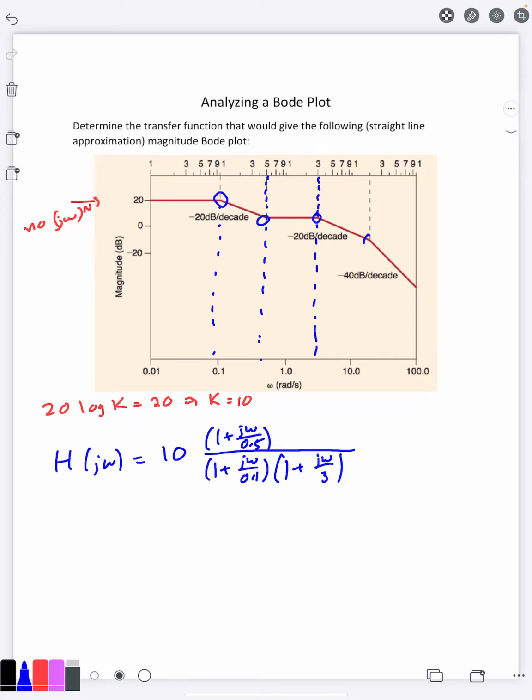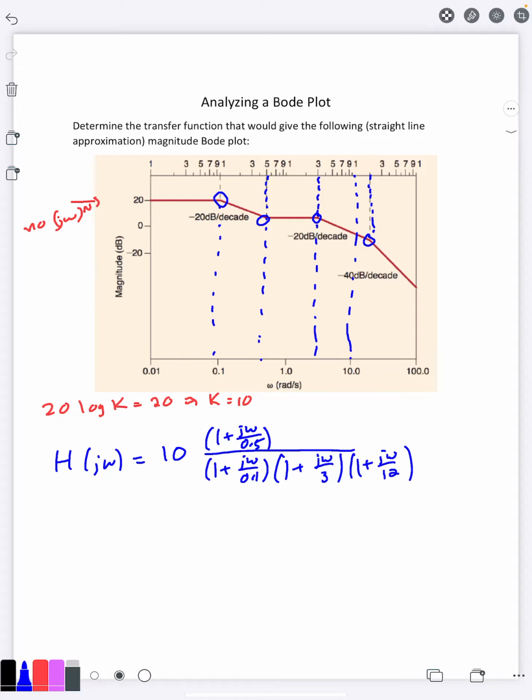And we have one more change on our graph. This is where it goes from negative 20 down to negative 40 slope. And we can see where this is happening here. So if we know this is 10, this looks like maybe it's 12. Not drawn for us there, but we'll just assume that this is going to be at 12. And since it's going from negative 20 to negative 40, the slope is lowering by 20. It's going to be on the bottom. So 1 plus j omega over 12.